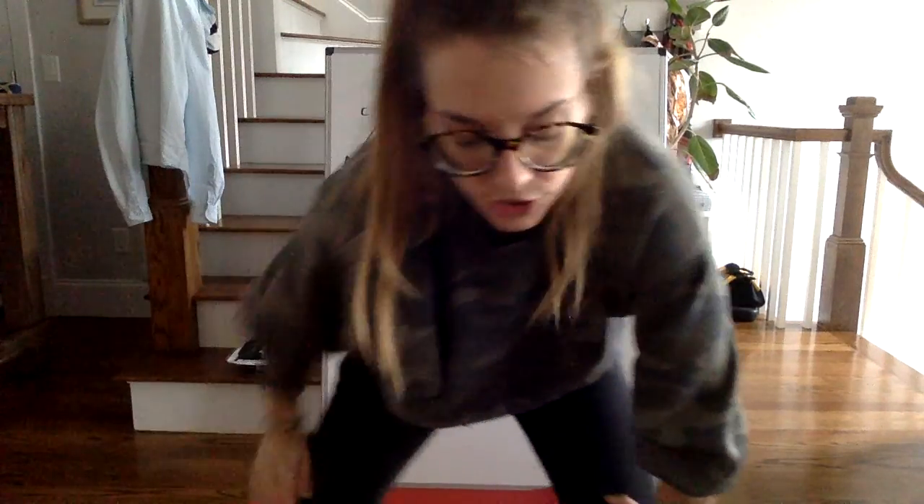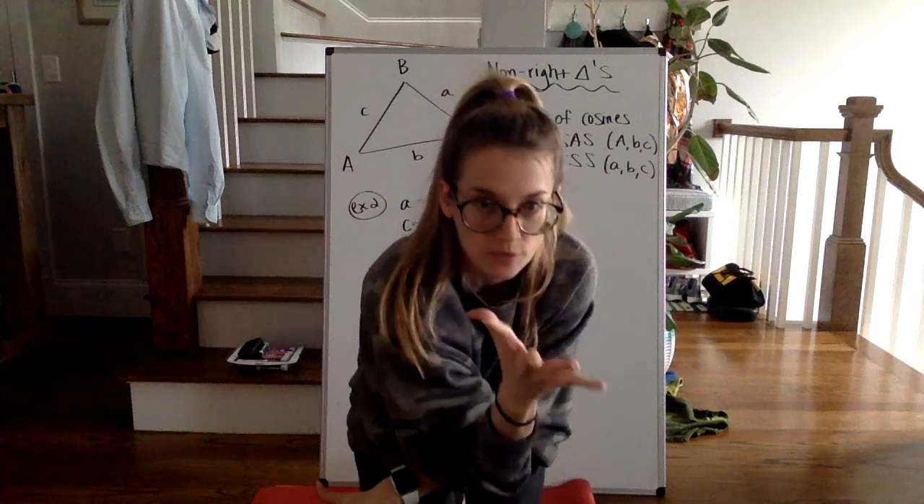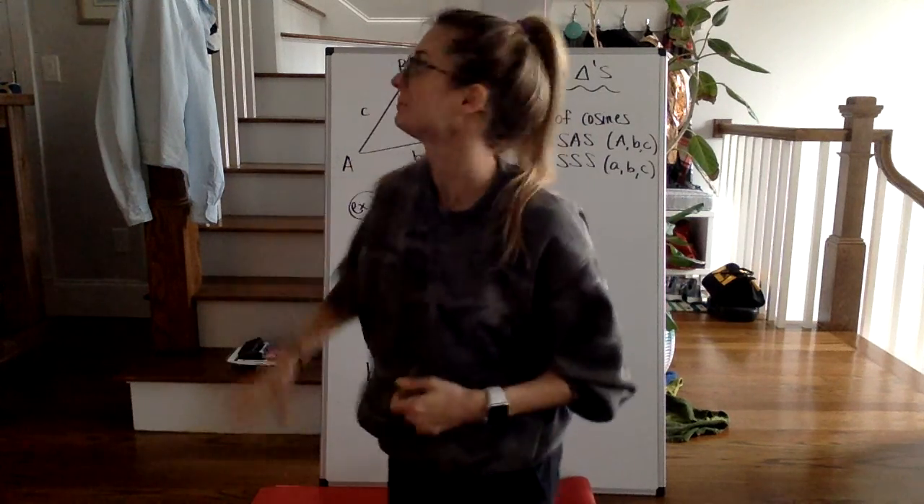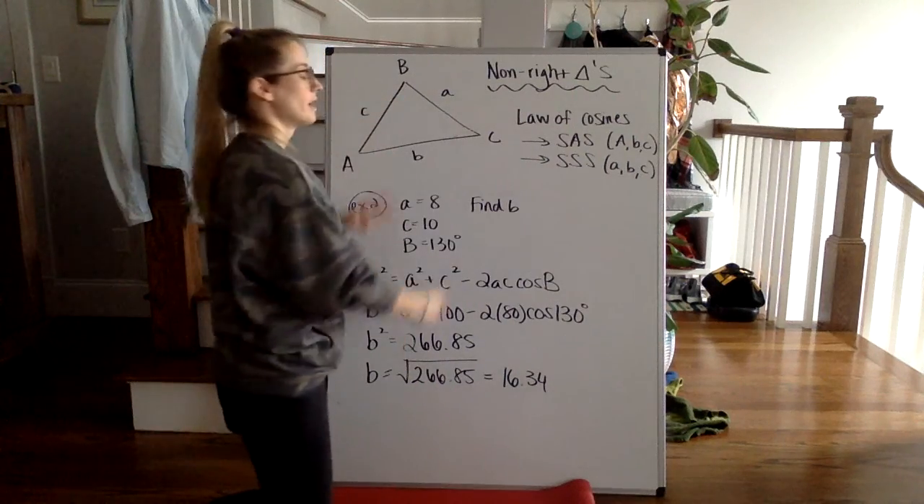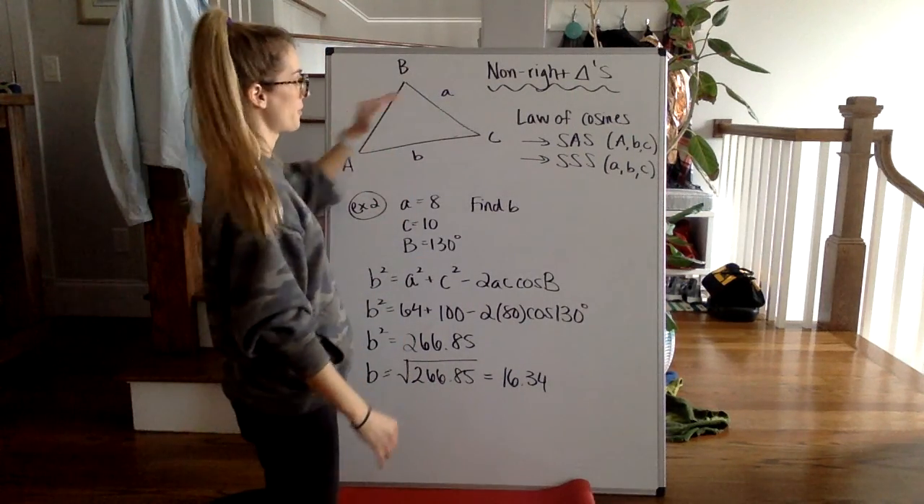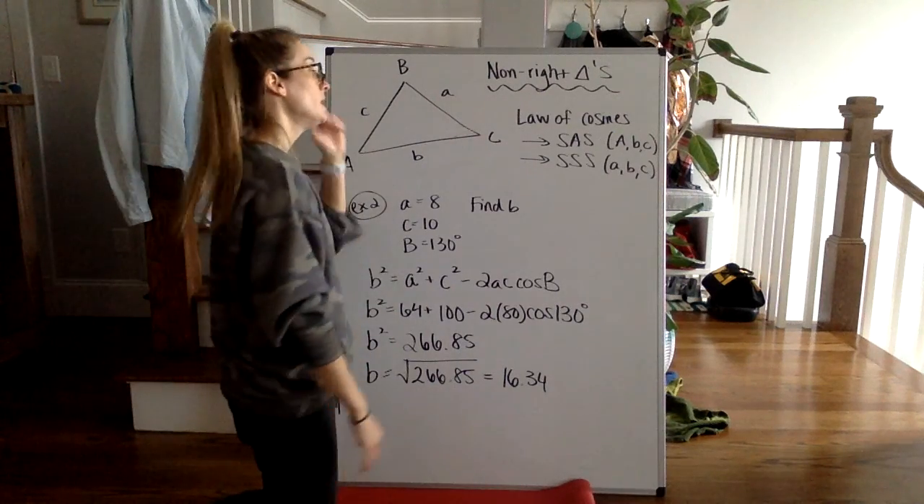And finally, we are going to do an example for law of cosines. So remember, non-right triangles. Here's an example of our non-right triangle. We've labeled A across from A, B across from B, C across from C, all right?